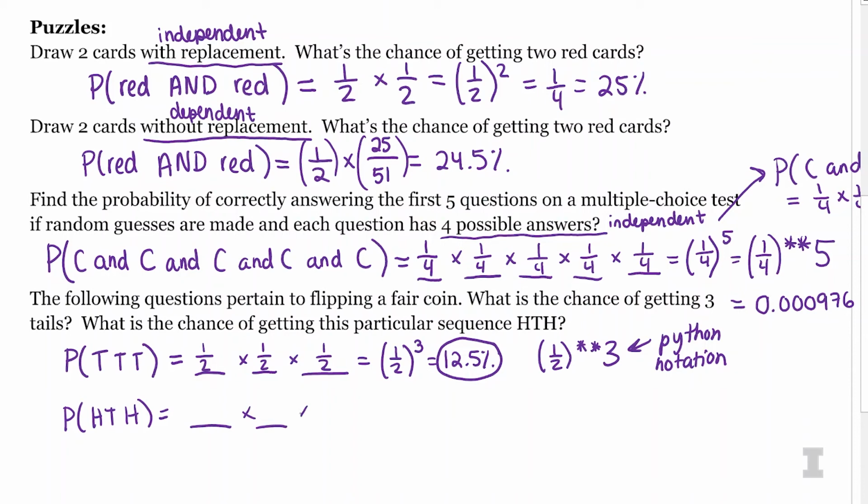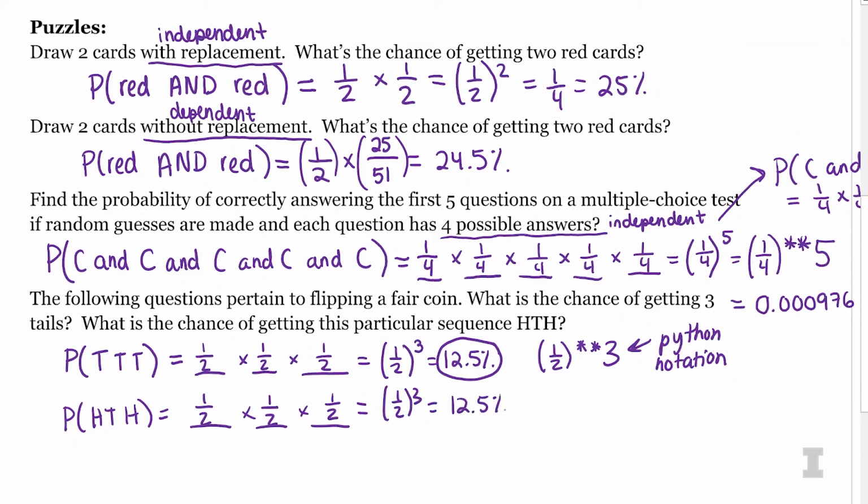So again, 3 flips. I'm going to be multiplying 3 probabilities together. The chance of getting a head on the first flip is 1/2. What about a tail on the second flip? Doesn't matter what happened the first time, so 1/2 again. Actually, the probability of getting any sequence of 3 with coin flips is just going to be that same answer, 1/2 cubed, or 12.5%.